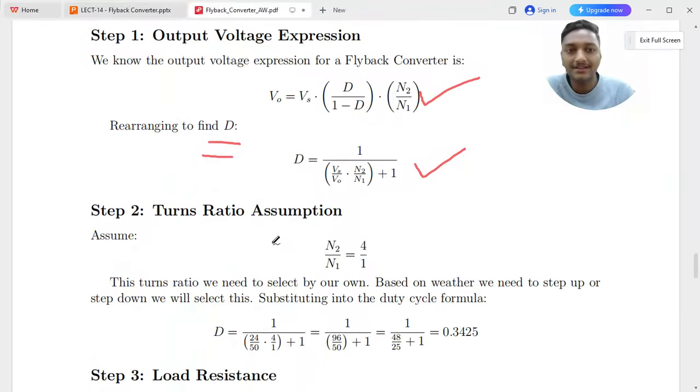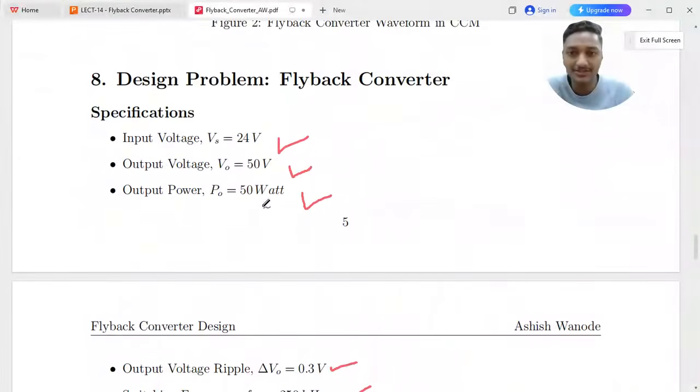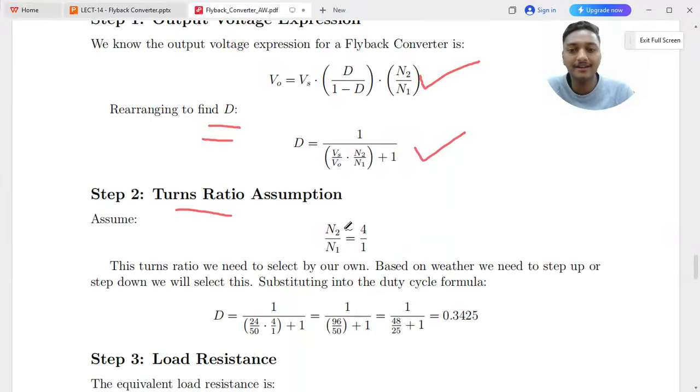Now the second thing you have to consider is the turns ratio assumption. How much turns ratio do you want? Some basic common sense: my input voltage is 24 volt and output voltage is 50 volt, so I am boosting up. So definitely on the secondary side I need a higher turns ratio. I have considered N2 by N1 as 4 is to 1. You can consider 8 is to 1, 10 is to 1. That is all up to you, and how you design your inductance is all in your hand.